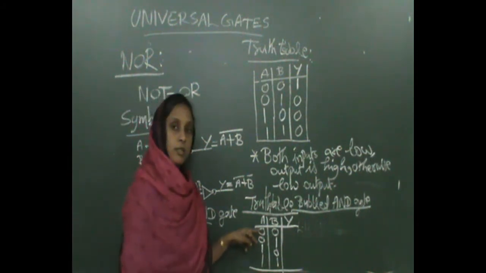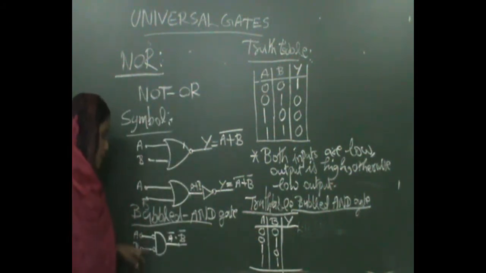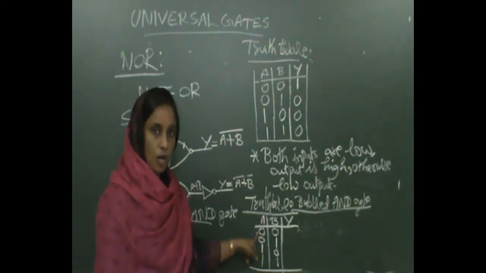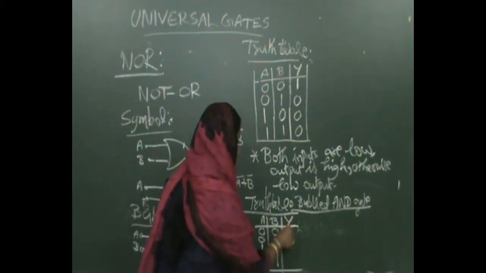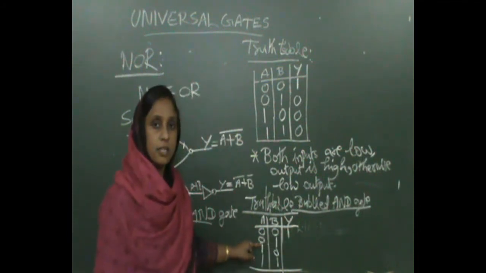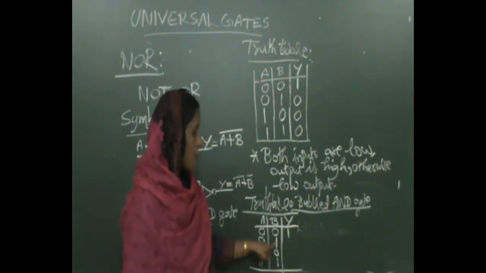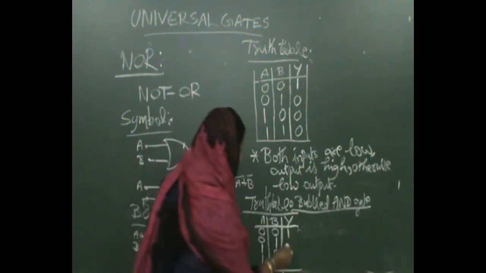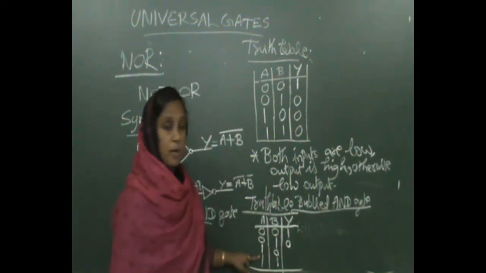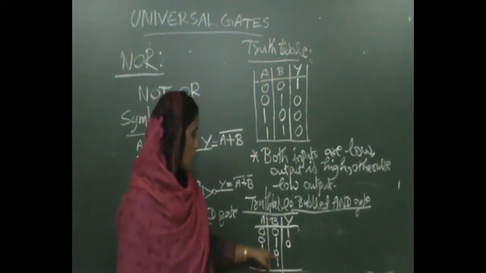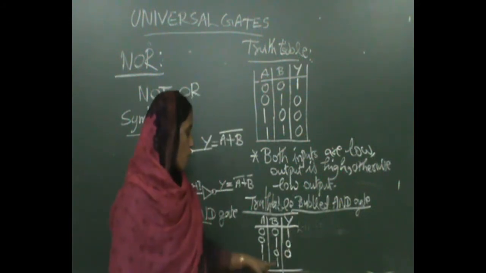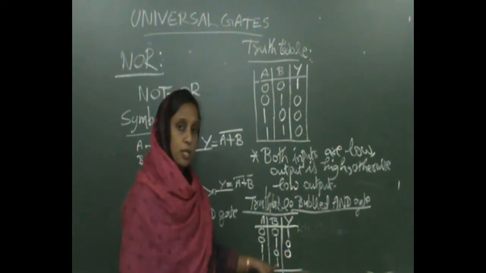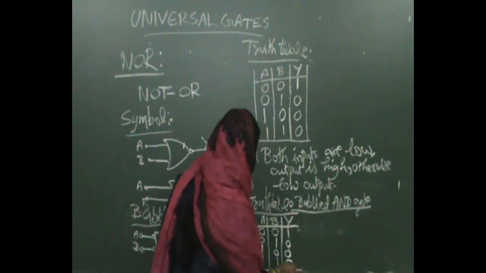Now what happens? This is bubble AND gate. So 0 bubbled, so 1. Here also 0 bubbled, 1. So 1 and 1, 1. What happens here? 0 bubbled, you have 1. 1 bubbled, you have 0. 1 and 0, 0 again. What happens here? This one goes to 0, this one goes to 1, and you have again 0. Both are low. This one becomes 0, this one becomes 0, 0 and 0, 0.